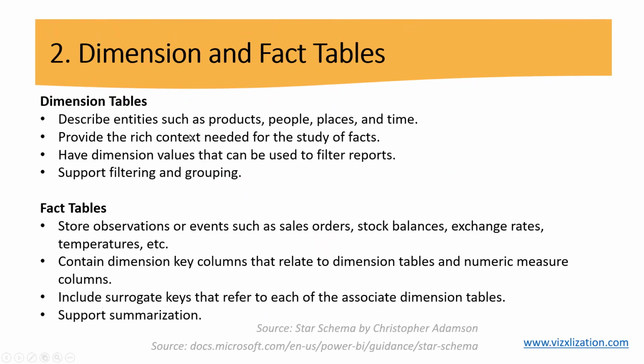So what are dimension and fact tables? And this is just as a reference, but dimension tables describe entities such as products, people, places, and time. And you will see the details in the example, okay? And then the other components, you can read it. For fact tables, these types of tables store observations or events such as sales orders, stock balances, exchange rates, temperatures, profits, and other components as well.